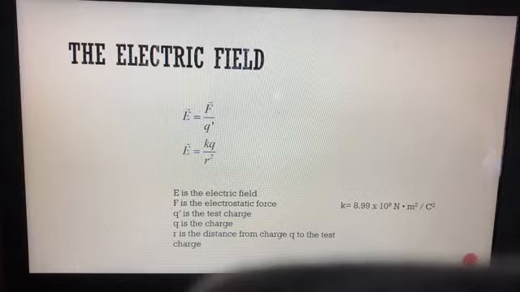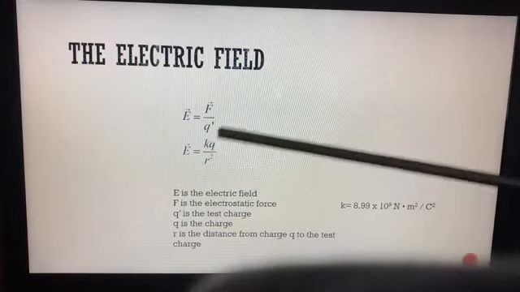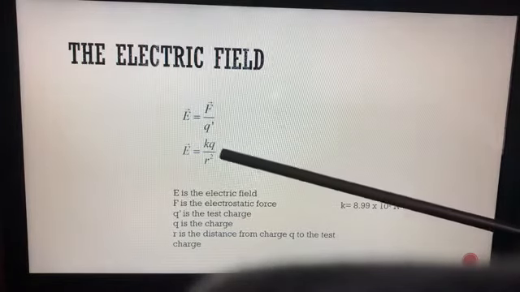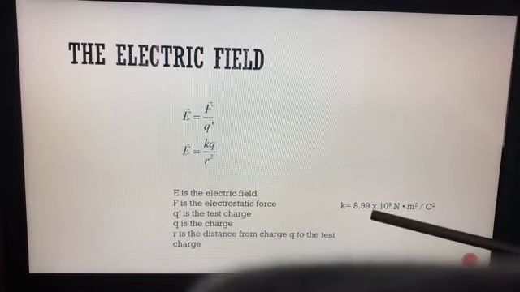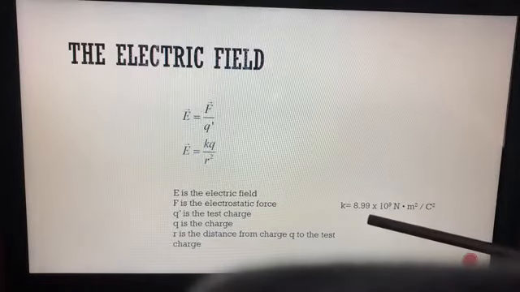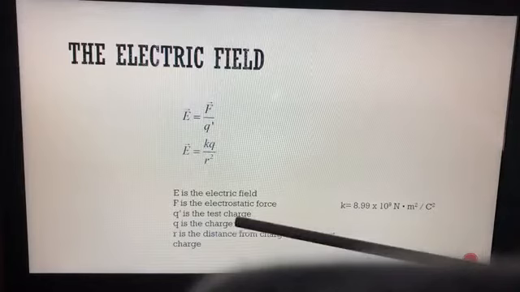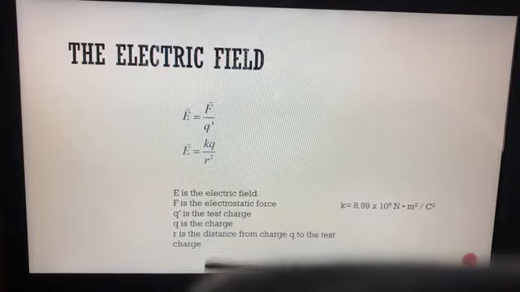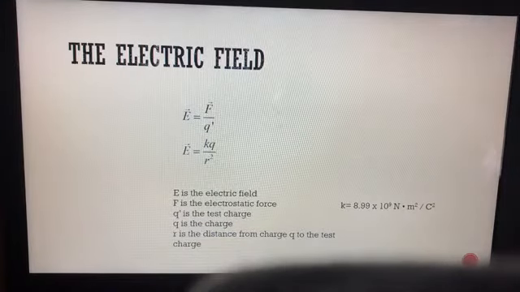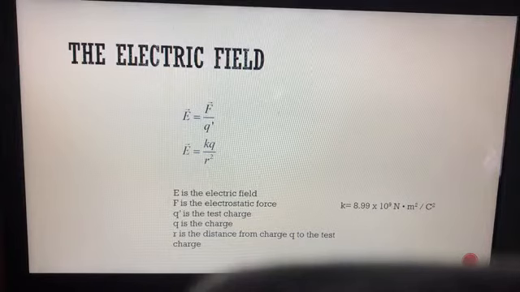The second equation here, we have E, again, the electric field, is equal to kQ over r squared. k is this constant over here, 8.99 times 10 to the 9th. Q is the charge, and r is the distance from the charge Q to the test charge. So just keep in mind those equations are important.